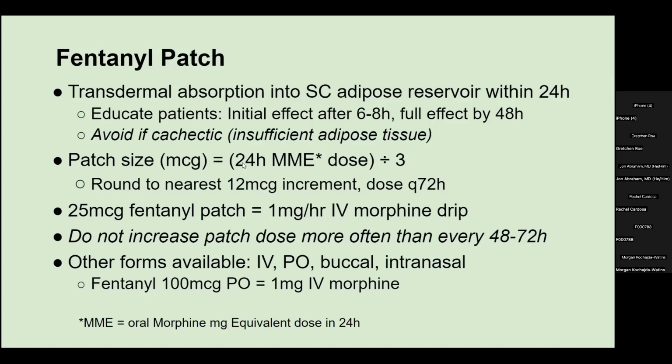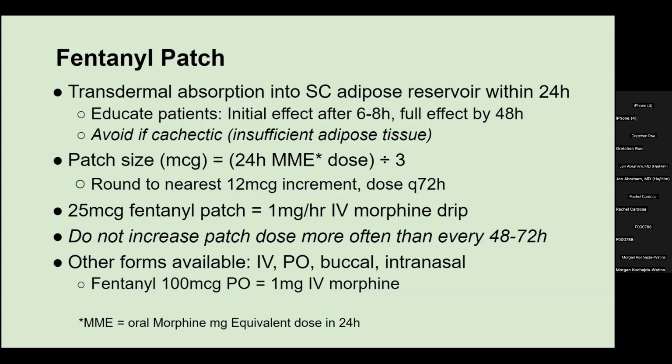The easy way to calculate the dose is take your 24-hour morphine milligram equivalent dose. In other words, add up all that they've gotten in the last 24 hours, convert it to morphine dosing based on the conversion table, and divide that by 3. And then round to the nearest 12 micrograms, and that'll give you the patch size, or the combination of patch sizes, like 25 plus 12 is 37.